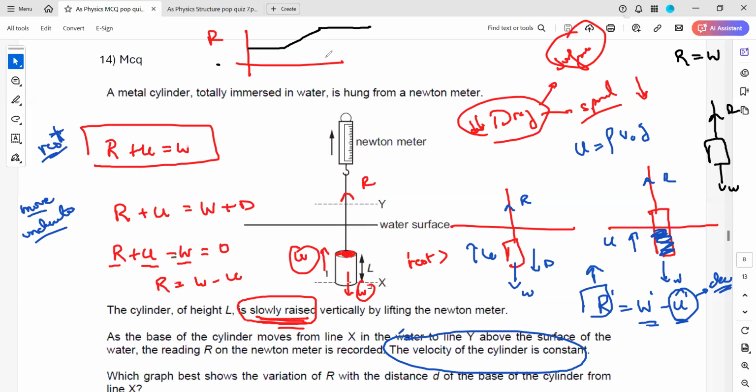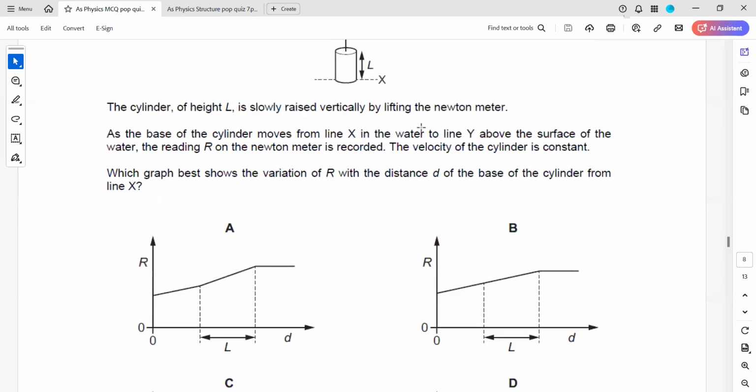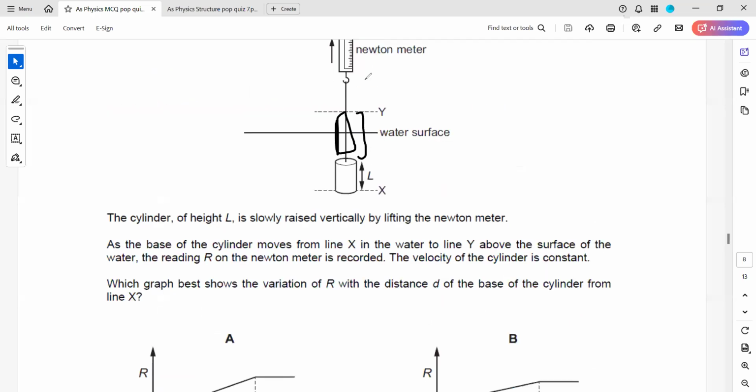Is it clear? This is the variation of the force of the Newton meter or a spring balance when you pull the object which is initially underwater. As it moves, the upthrust starts to change when the object is coming out, so the value on the Newton meter will also change. When we check the options, which one does it match with? Here L means when the object is coming out. This is L, how much distance the object has moved.